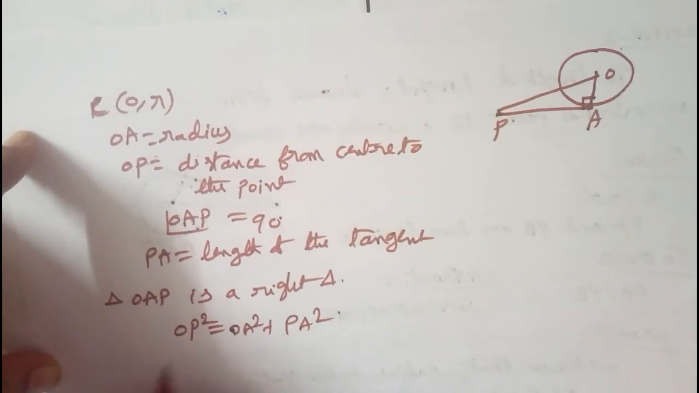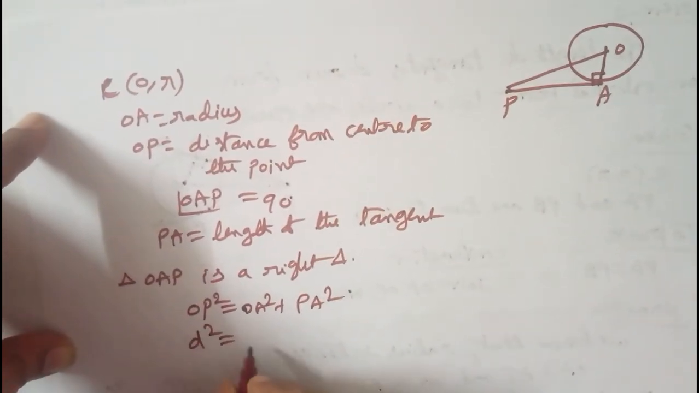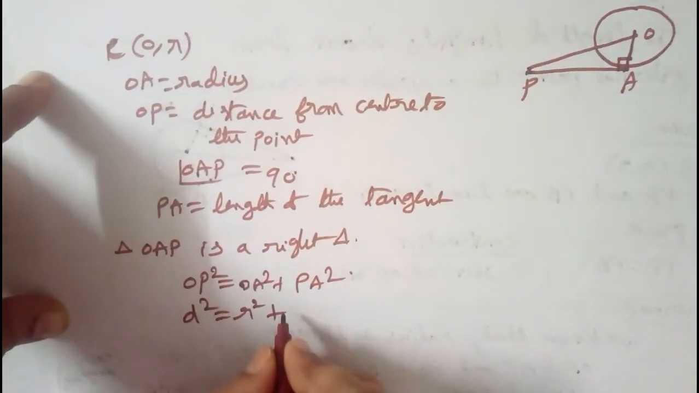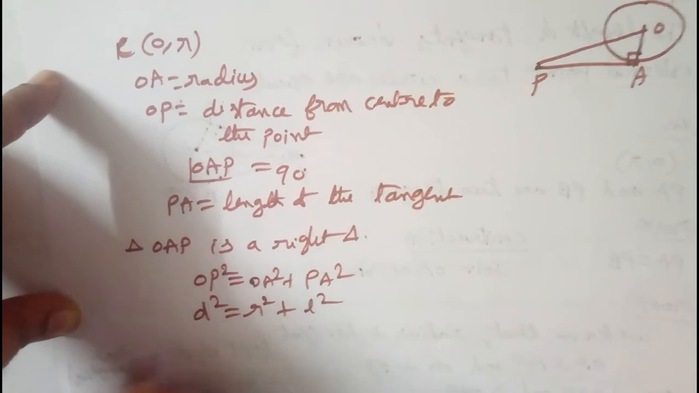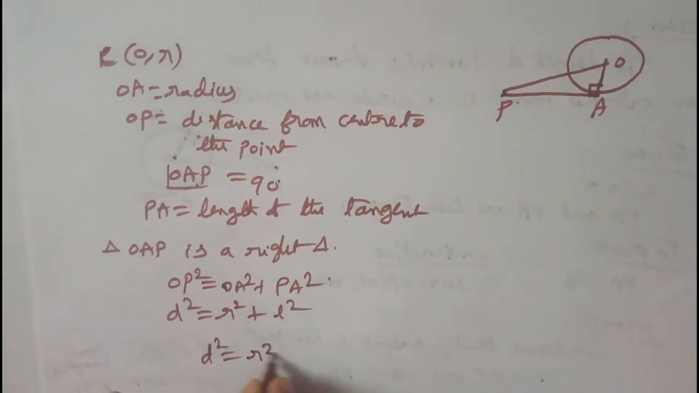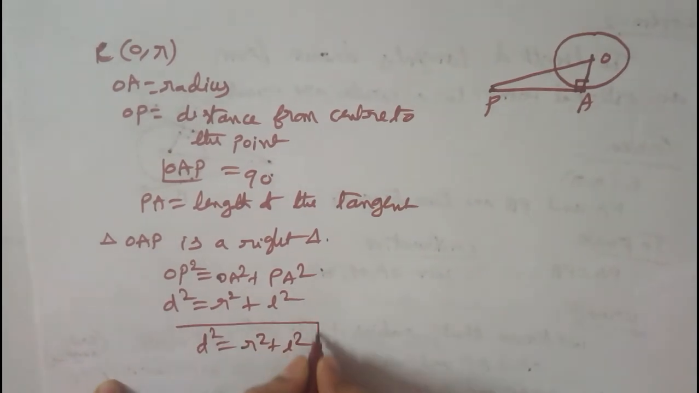Here OP is the distance. Distance square is equal to OA, the radius, plus PA, the length of the tangent. So the relation is D square is equal to R square plus L square.